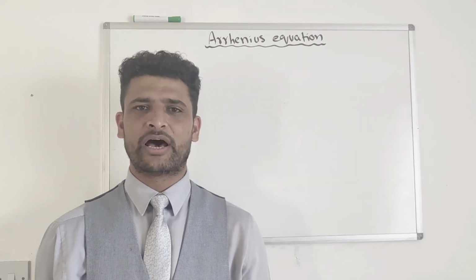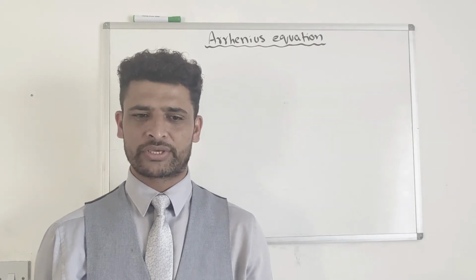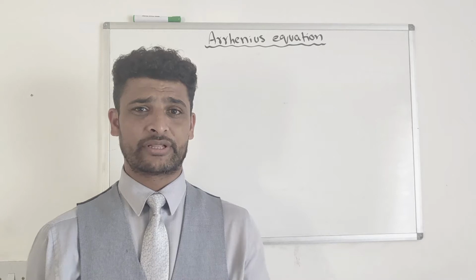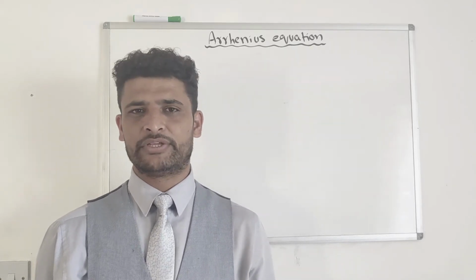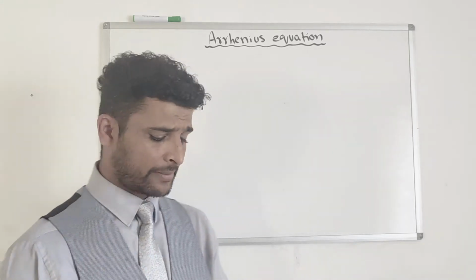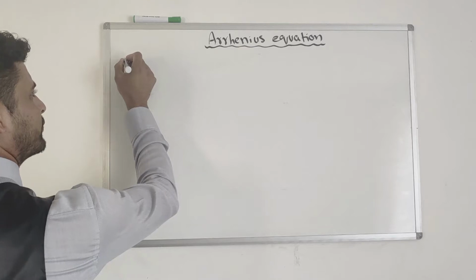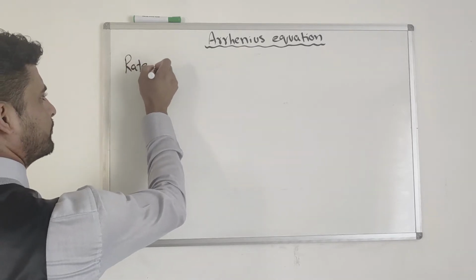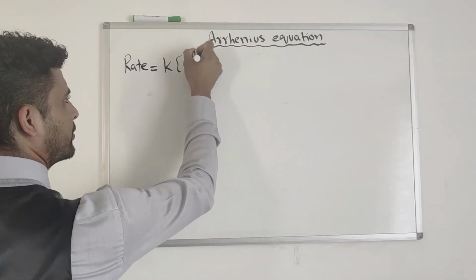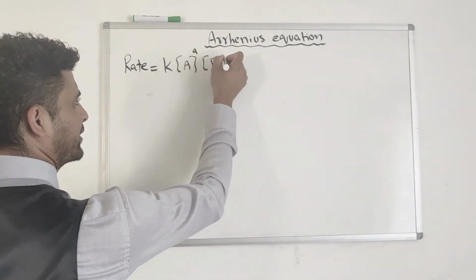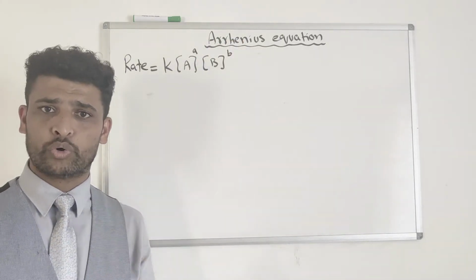Today we're going to learn about the Arrhenius equation. Arrhenius developed a relationship that you can use to calculate the rate of reaction. You probably are aware, from the start of the chapter, of the concept of concentration, where rate is equal to the rate constant along with the concentration of the reactants raised to the power of the order.